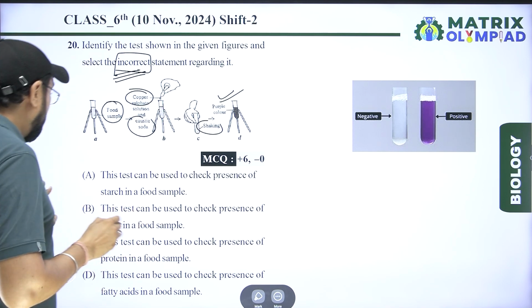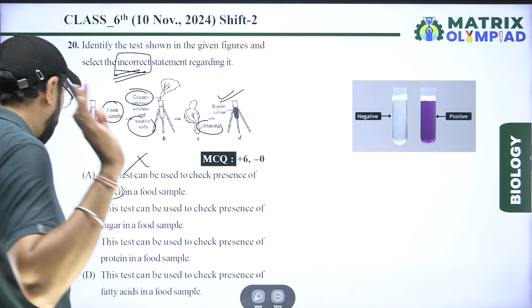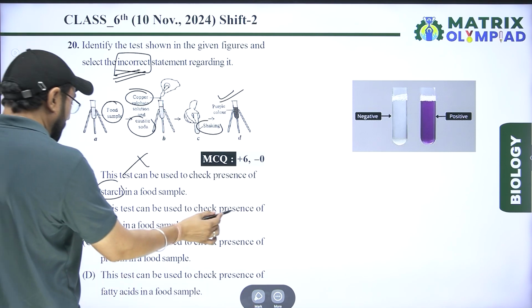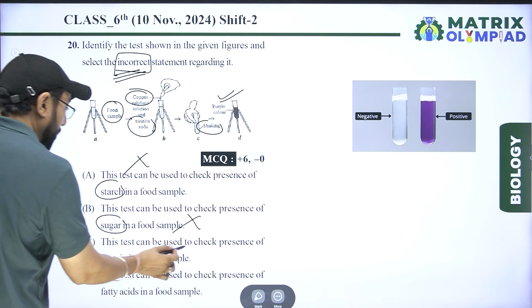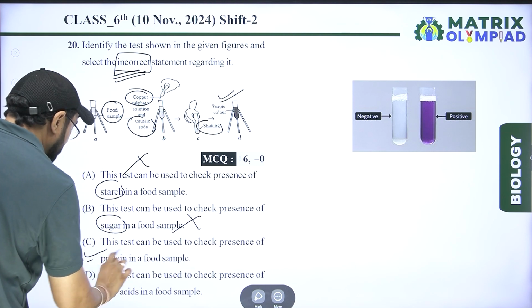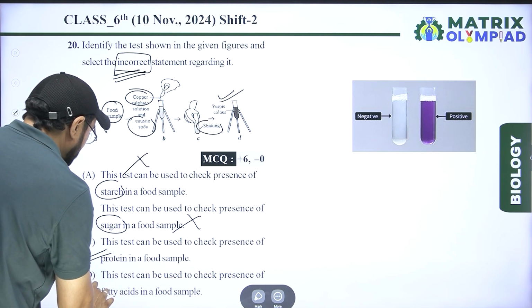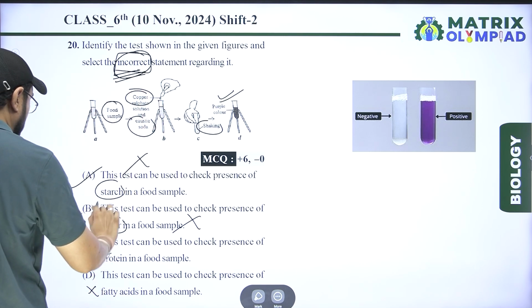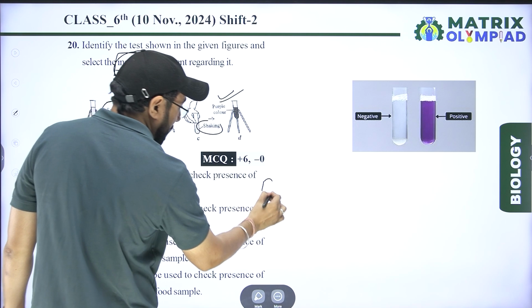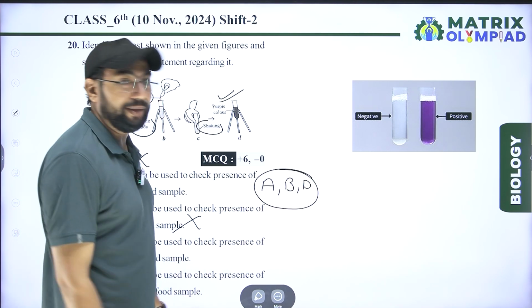But in this condition, starch, that is wrong. This test can be used to check presence of sugar, carbohydrate, wrong. This test can be used to check the presence of protein, that is right. And this test can be used to check the presence of fatty acid, that is wrong. In question, incorrect statements are A, B, D. A, B, D is the incorrect statement for this question.